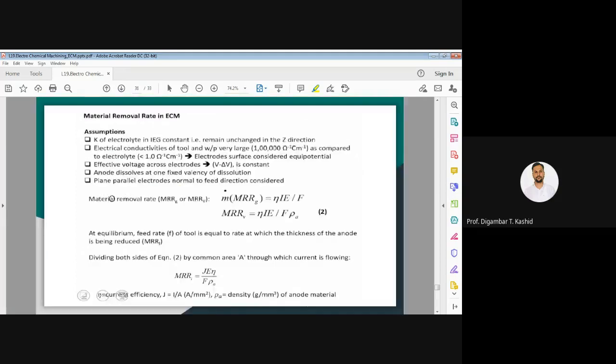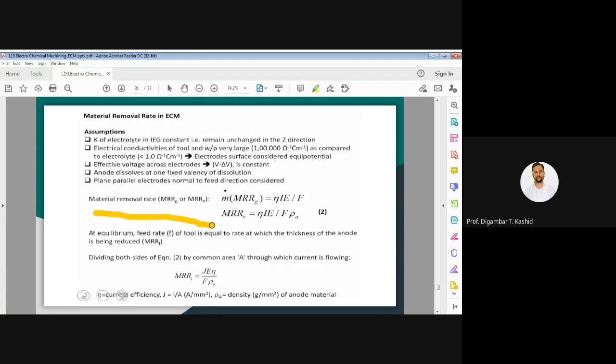The last slide I have included for your information shows how to calculate the material removed in electrochemical machining. These are the formulas. We have to take some assumptions, and then by simplification you get this equation. Actually this part is not in our syllabus, but I have included it for your information: how to calculate the volumetric material removal rate in electrochemical machining.